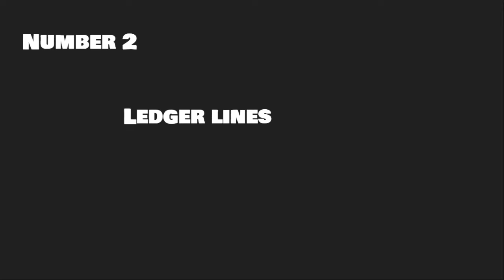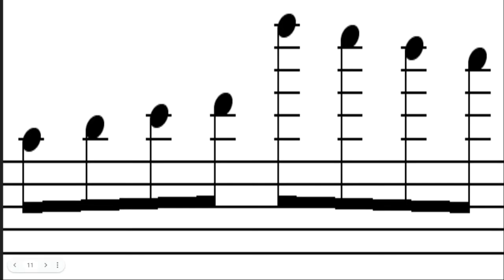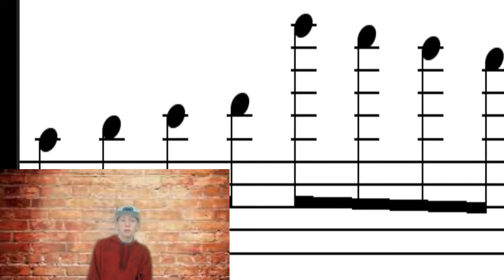Number 2, ledger lines. So when we're on our main part of our staff, sometimes we run out of room to notate on the 5 lines that we normally have. What happens then? Well, that's where ledger lines come in. Ledger lines allow us to just extend the staff up as we need for more notes, as seen in the diagram right here. And we read it the exact same way we would on normal staff.